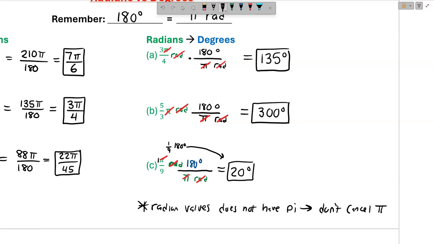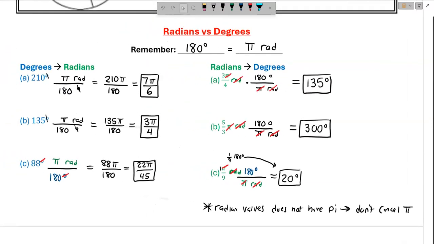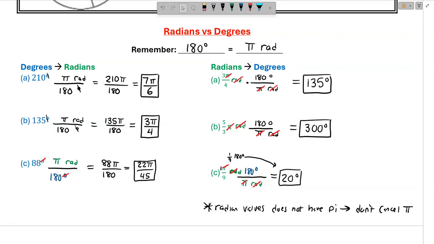So that will conclude this first part of the video, radians, degrees, and how we can convert between them. Be sure to check out part 2, where we're now going to talk about how to measure angles in standard position using this new radian measurement.